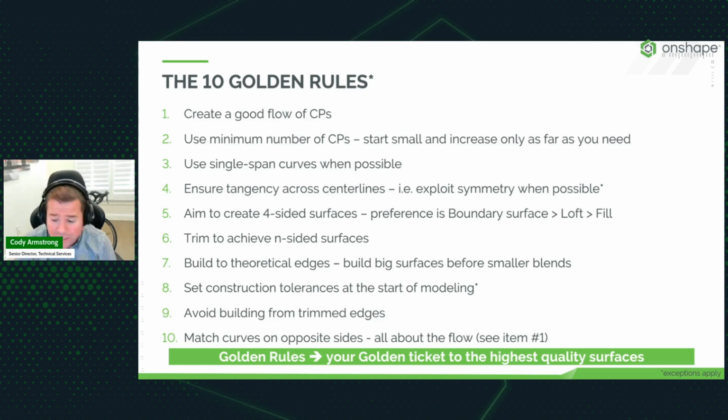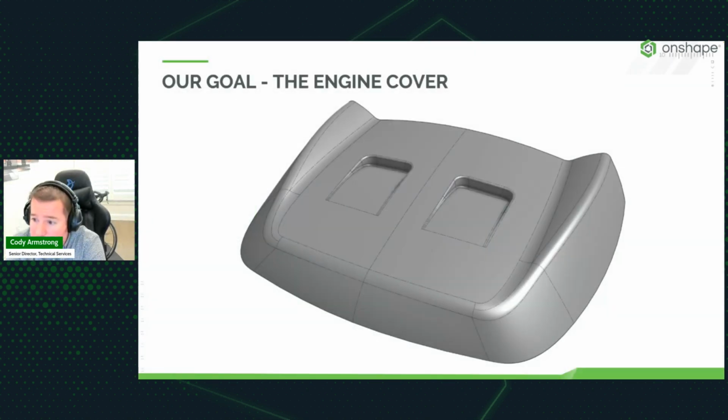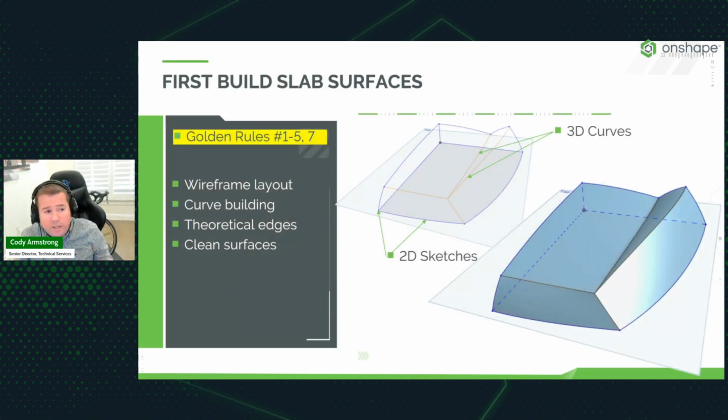So what does this look like in practice? Well, let's dive into an example. I'd like to dive into this engine cover. This is a model Greg put together. It's an engine cover for an RC car, and it has some aesthetically defined features, and it also has some mechanically defined features, which we'll cover later on. But how would you go about building this using surface modeling tools? And what are some techniques or tips that we can learn for building something like this using Onshape surfacing? One of the first things I would stress, as mentioned before, is golden rules 1 through 5 and 7: wireframe layouts, curve building, modeling to theoretical edges, right?